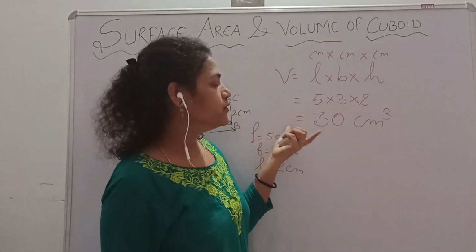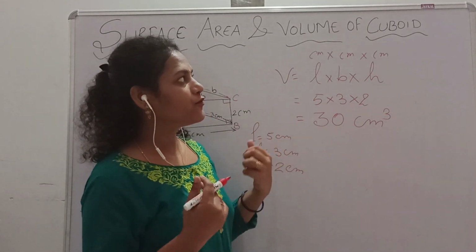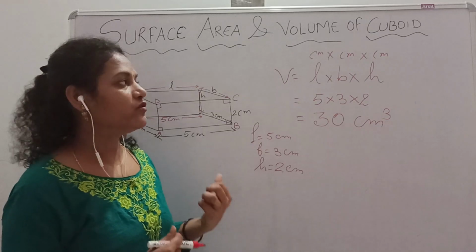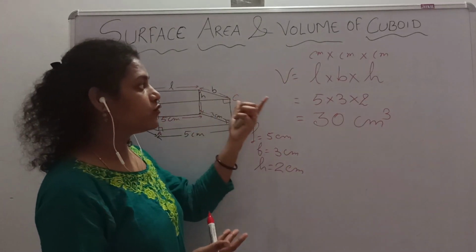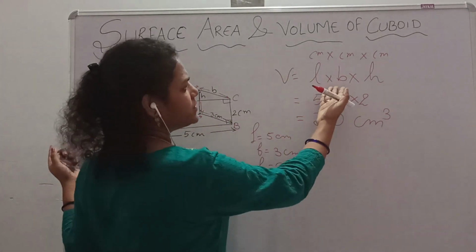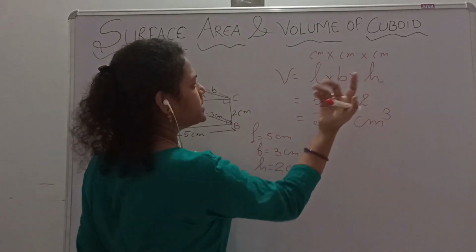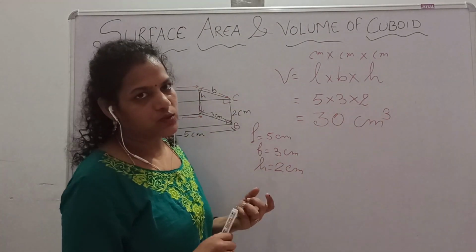Means volume will always be in cubic form. Okay, so thanks for watching this video. This will be very useful. By using this formula, you can find your volume, or suppose the volume is given and any two of these dimensions, suppose breadth and height are given, you have to find length. So again, this formula is very useful.